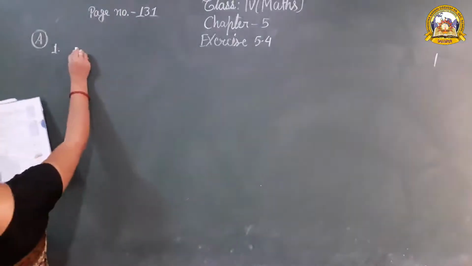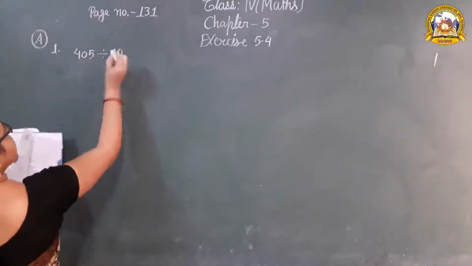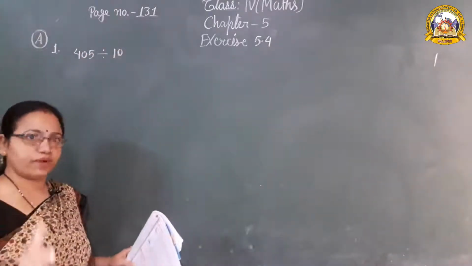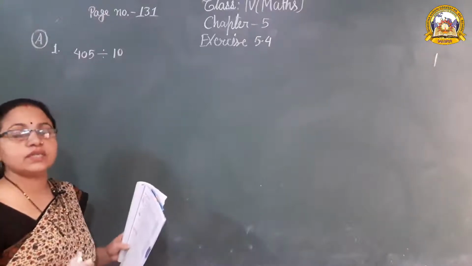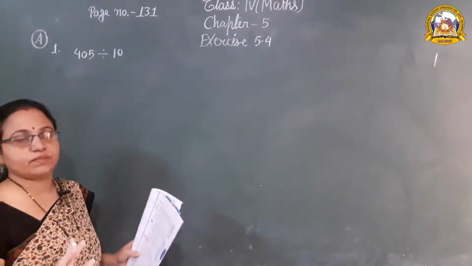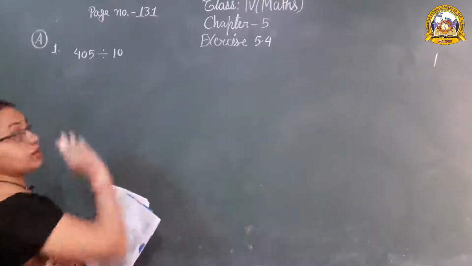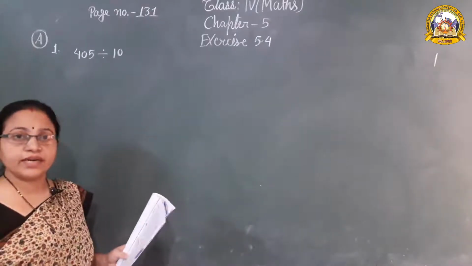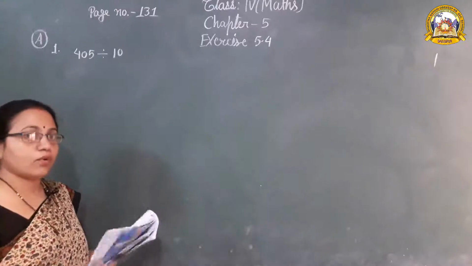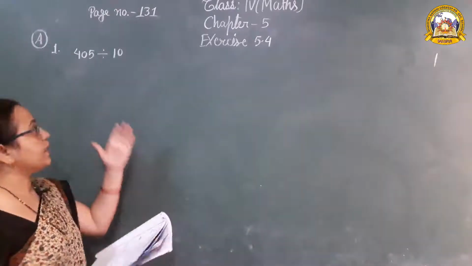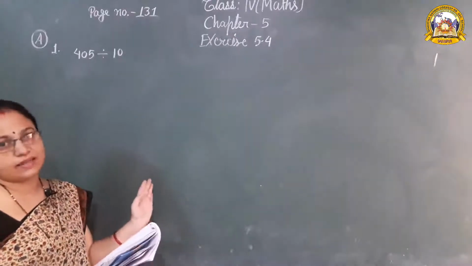First question, 405 divided by 10, and we have to not solve the long division. Without solving the long division, we have to find the quotient and the remainder. It means this is the short trick to find the quotient and remainder. हमको क्विकली जो है quotient और remainder फाइंड करना है, हमको लॉन्ग डिविजन नहीं करना है.